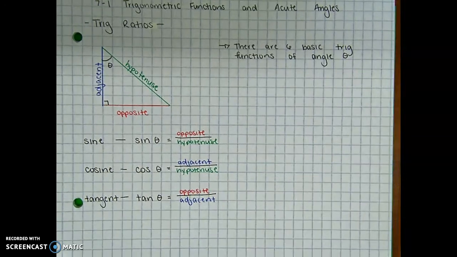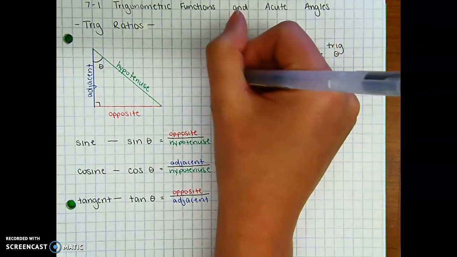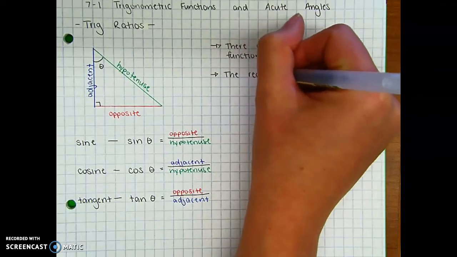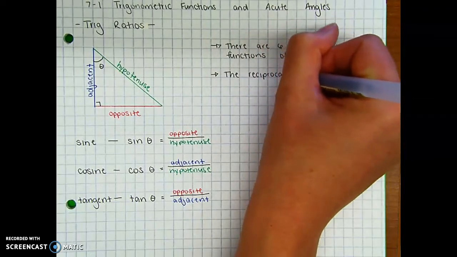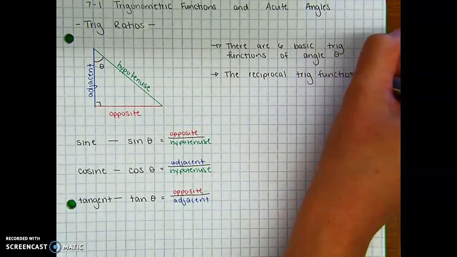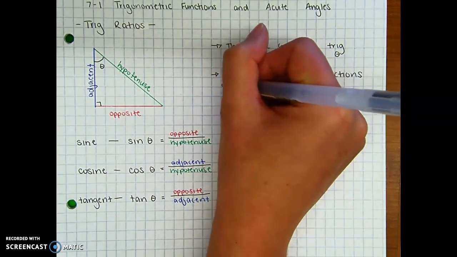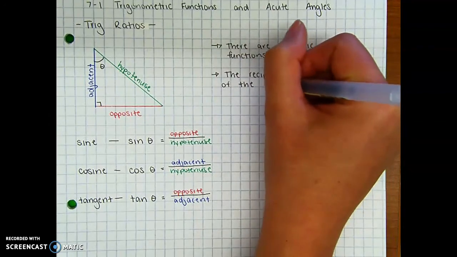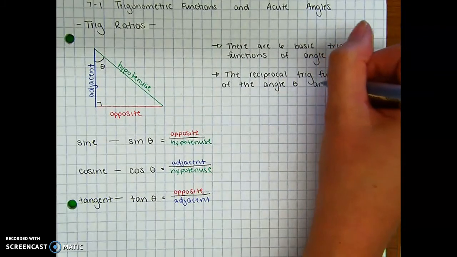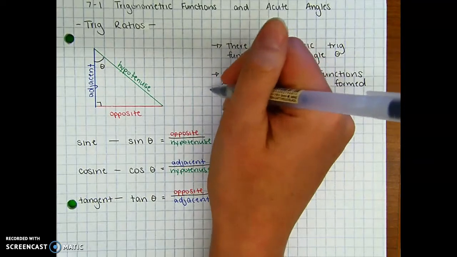Alright, so there's 3 more. The reciprocal functions are what they're called. So these are your 3 that you're familiar with, and then we have the reciprocal trig functions of angle theta, which are formed by exchanging terms of each ratio.